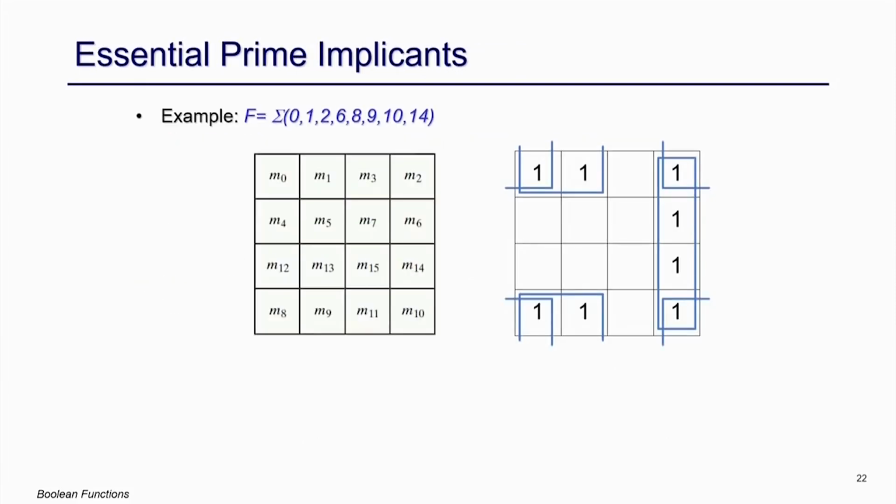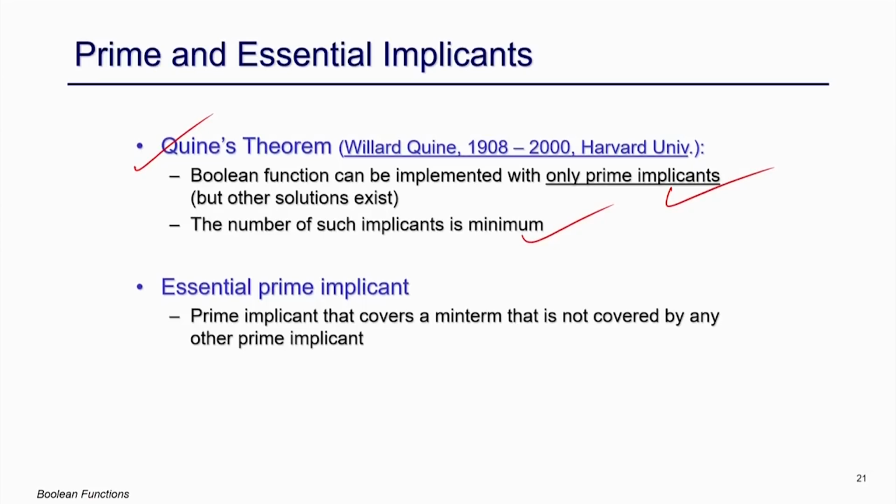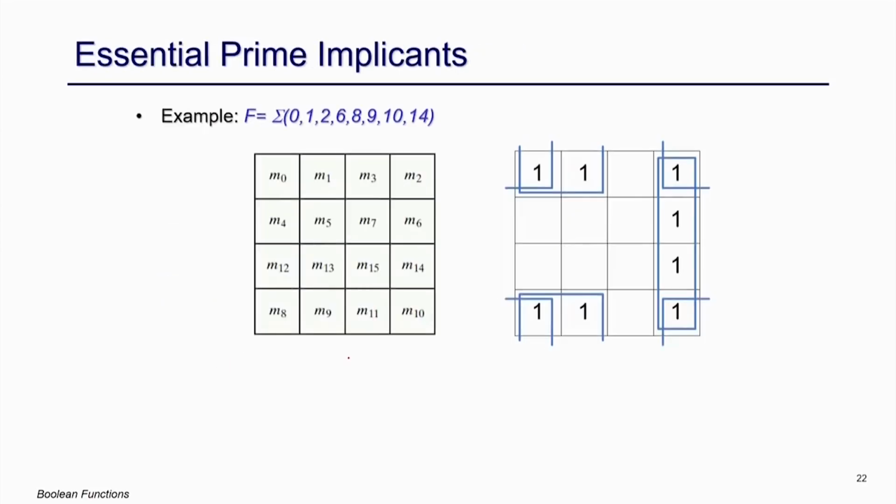So what is an essential prime implicant? As I already mentioned, this is one that is not covered by any other prime implicant. If you think about this 2 level logic optimization, we can have different kinds of methodology. One is this Karnaugh map, right. We represent the variables.